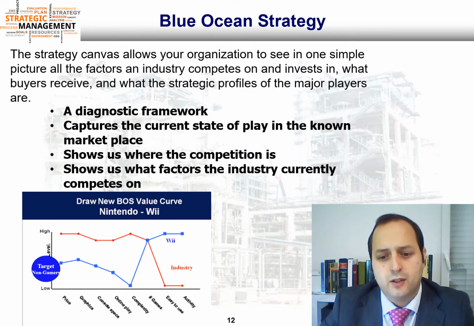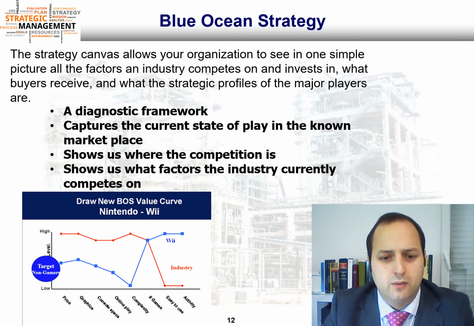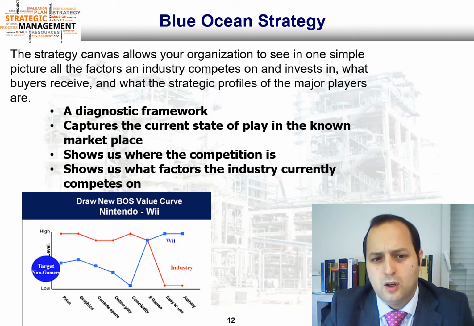A very important tool in the Blue Ocean strategy is what we call the strategy canvas. The strategy canvas is a chart, as you can see here with the Nintendo Wii, which is going to allow your company to see in one simple picture all the factors an industry competes on and invests in, what buyers receive, and what the strategic profiles of the major players are.